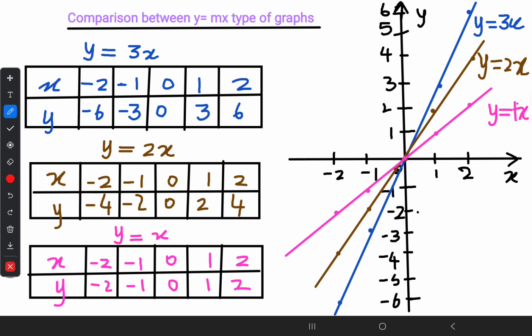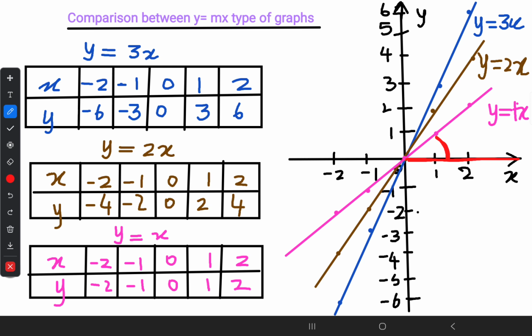So now look at this. When the gradient value is 1, the slope with respect to the x-axis positive region. We are talking about the positive region of x. So when the gradient is just 1, the angle is a little bit low. You can see that. This is obvious.